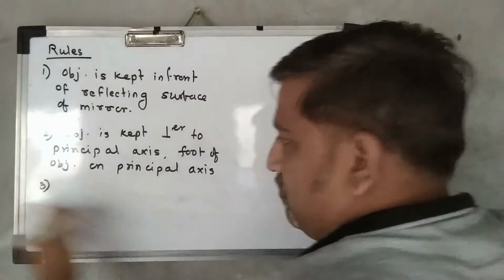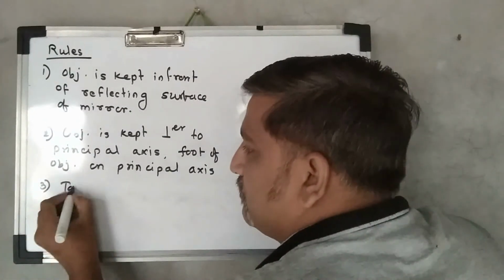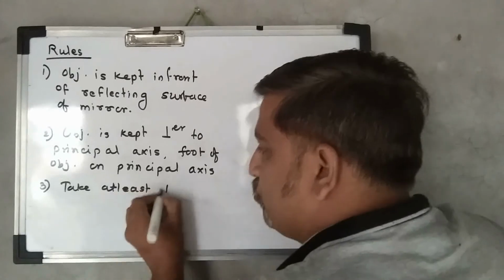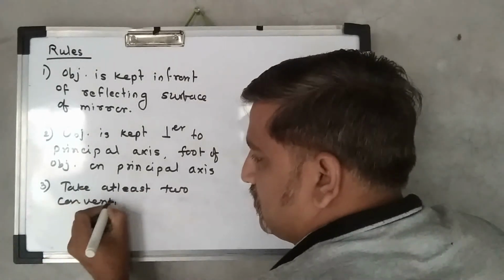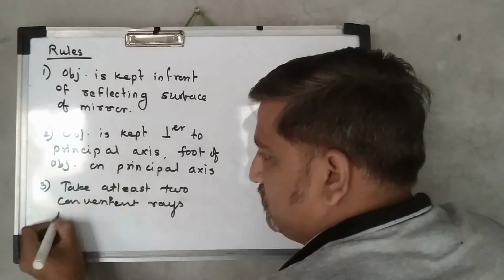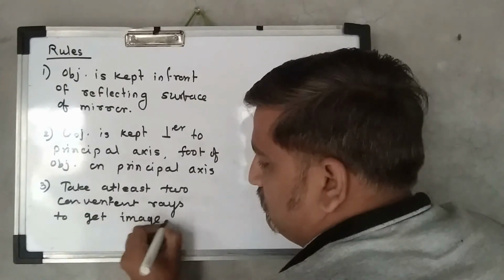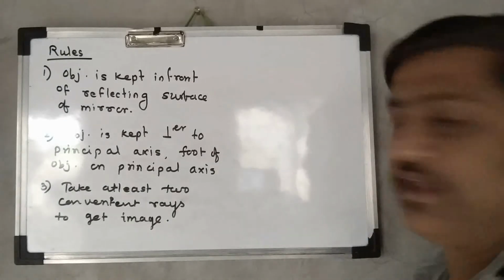And the third rule which we should follow: take at least two convenient rays to get the image. Okay, now these three rules we should follow while drawing the ray diagram.